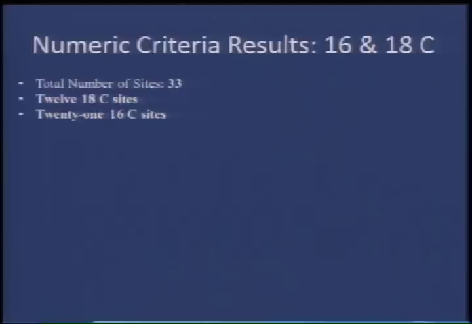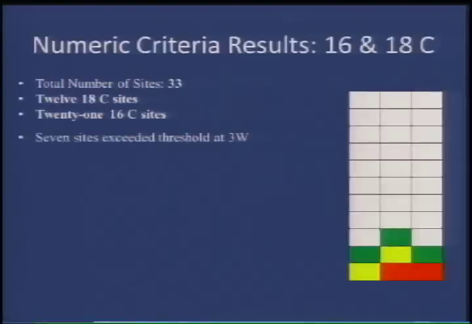For the numeric criteria, I just wanted to give you a better idea of what we found. So 12 of our sites had the 18 degrees Celsius criterion and 21 had 16 degrees Celsius. And 7 out of the 33 sites, there should be 33 boxes up there, they exceeded the threshold at that 3W probe. That's just downstream of the treatment reach. So that's the probe we would have expected to see get elevated above these thresholds if there was a timber harvest signal.